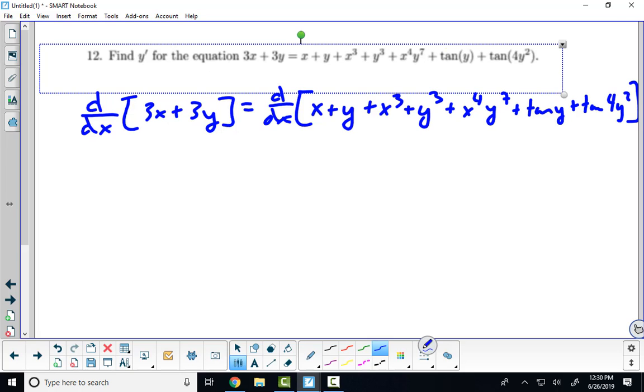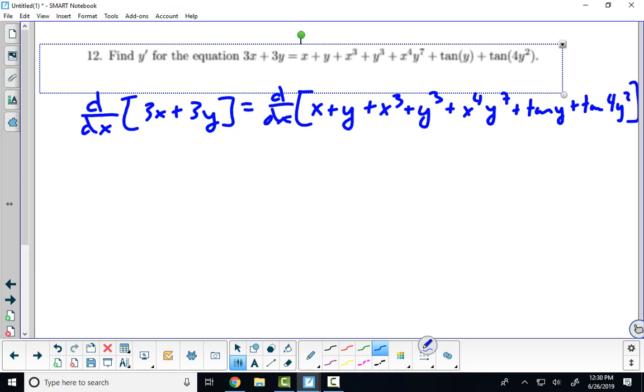Does everyone see what I just did there? Darcy, how would you describe that step? What did we do? Yeah, so we're getting ready to implicitly differentiate, so we just take the derivative of both sides of an equation. Just like you might square both sides of an equation, we're taking the derivative of both sides. This is a long example, but hopefully it's going to clarify what's going on here.